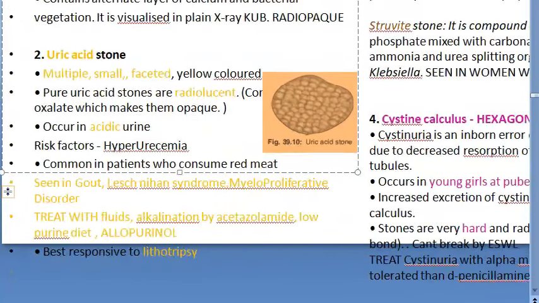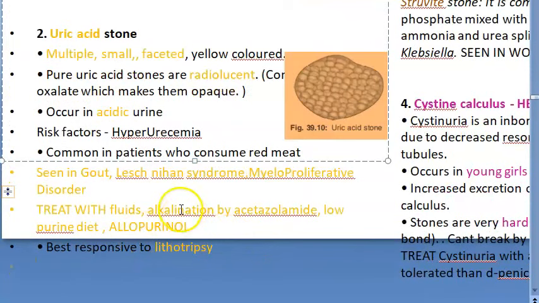This is the treatment for this condition, because gout is also treated with allopurinol. Are you able to see, guys? So allopurinol is the treatment for uric acid stone. Basically this occurs in acidic urine, right? So you can treat it with alkalinization of the urine. And you can also suggest these people have a low purine diet. These are radiolucent. You cannot spot them on X-ray, right?